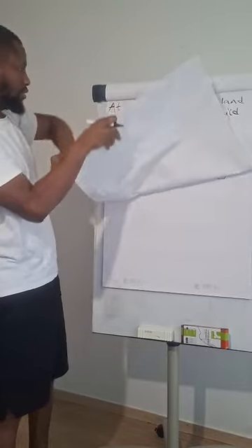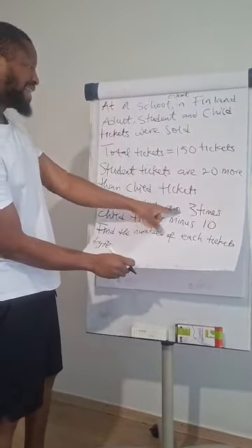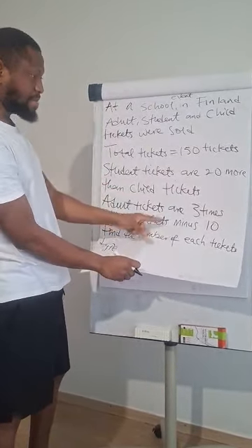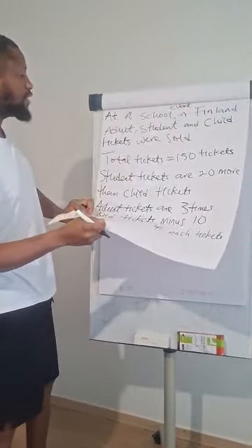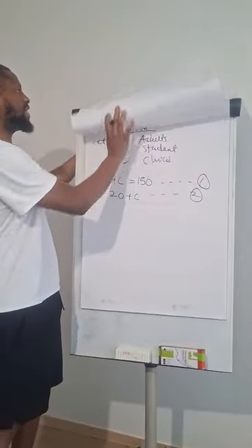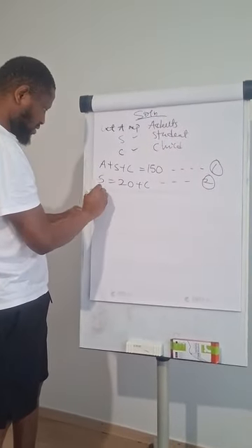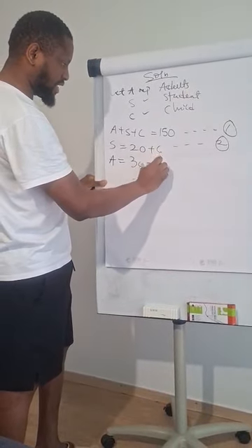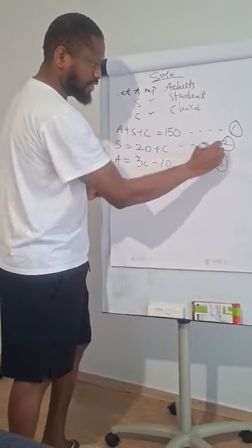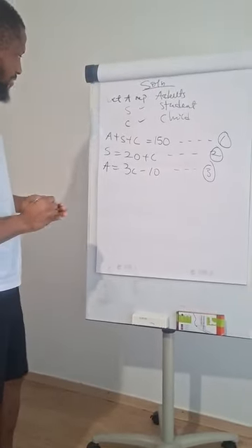Lastly, the adult tickets are 3 times child tickets minus 10. 3 times means 3 multiplied. Adult ticket is 3 times the child ticket minus 10, which is A = 3C - 10, making this equation 3. So now we have arrived at 3 equations.